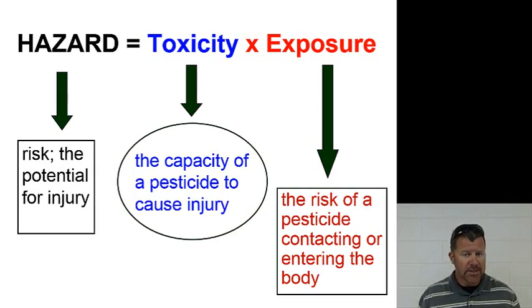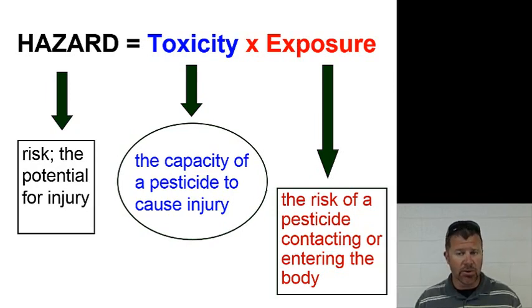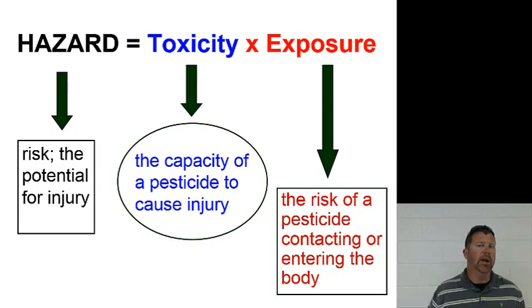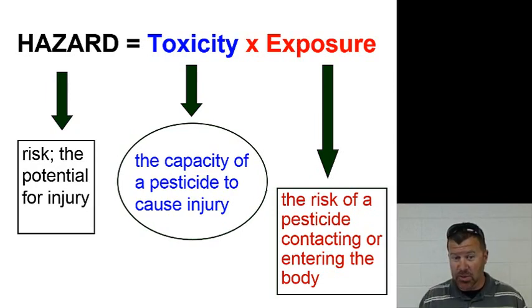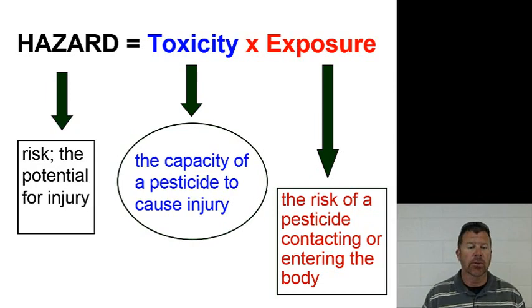Certain pesticides are going to have different toxicity levels. Others are going to be higher toxicity, others lower toxicity. Then you're going to have exposure. You may put out a high toxicity pesticide one time, and it's a great hazard. You may put out a low toxicity pesticide several times, and that exposure could be a hazard. So think about it with that.